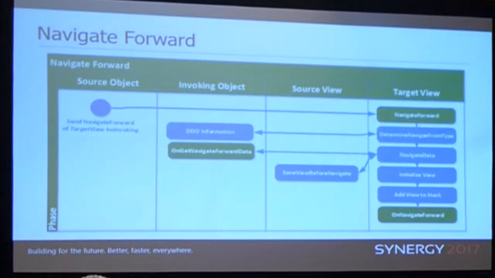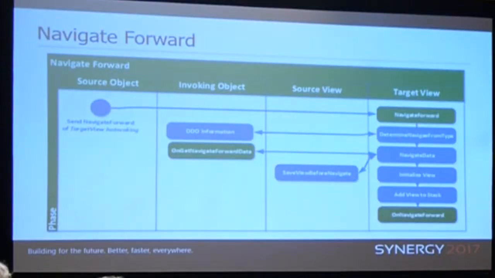Then it will create what we call a navigate data block. The navigate data block is a block of data that belongs to the view that you're activating. So it's a local property of that view, and you can store some data in it. Each view has its own navigate data block. Then it will initialize the view, and it will add the view to the stack. But what it also does is this little green line here, get navigate forward data.